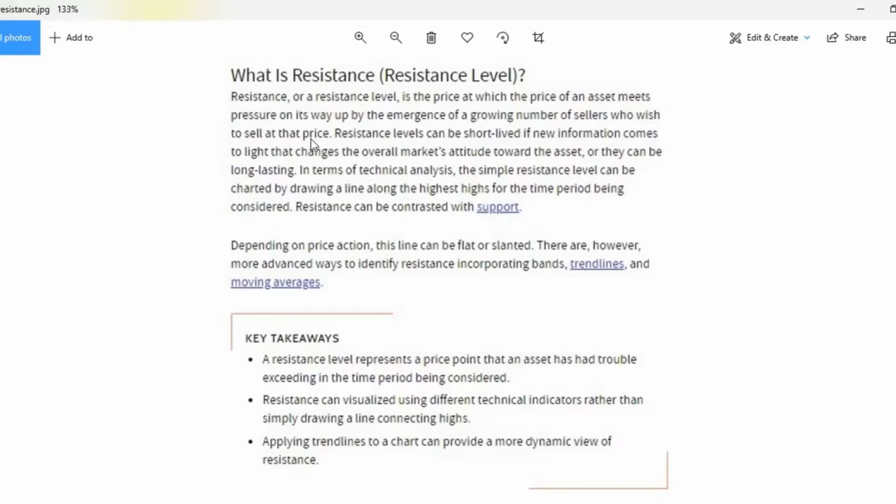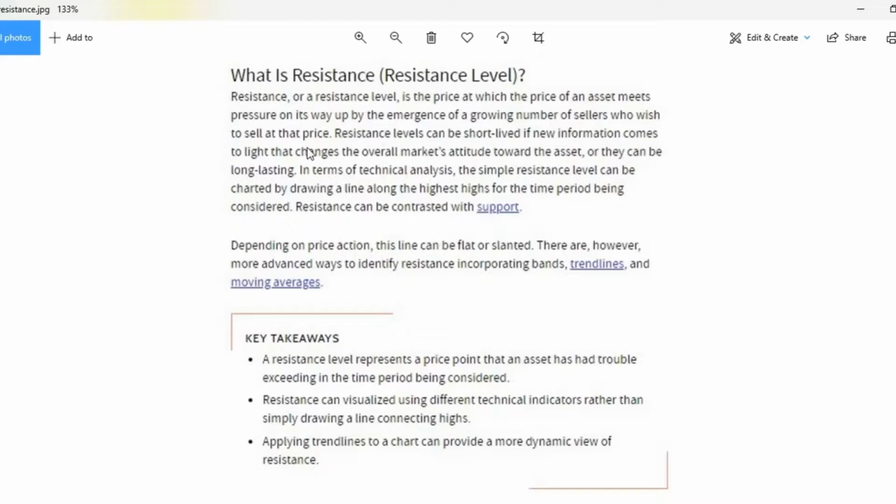It basically means that whenever there is a resistance level, people are interested to sell at that particular point, which drives the market down. Resistance levels can be short-lived if new information comes to light that changes the overall market's attitude towards the asset. Now, this is also true for supports. What does this mean? What are they trying to say?